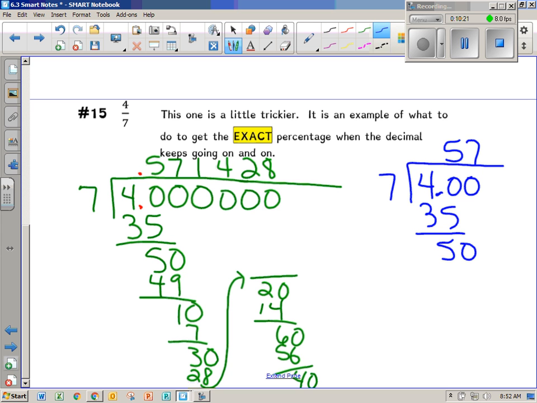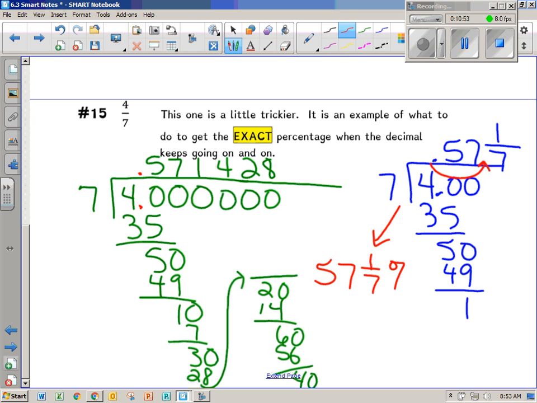Catch up to where I was. Oh wait, that's right there. 7 times 7 is 49. And I'd stop right here and pretend that this is just whole numbers for a minute, where you take your remainder and put it over your divisor. Then you can convert it to a percentage. So you're going to shift the decimal 2 places. So I get 57 1/7%.